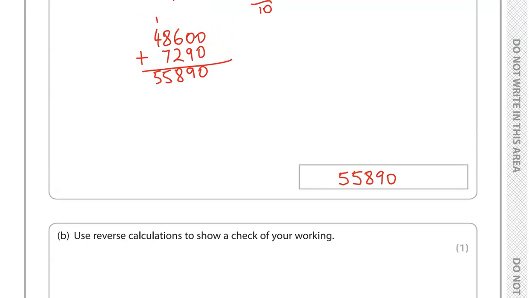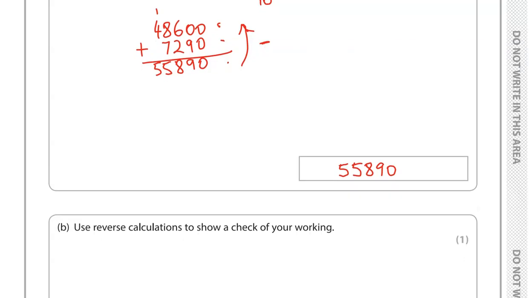So originally I did 48,600 add 7,290, which gave me 55,890. Now I'm going to go backwards. So 55,890, take away 7,290. Does it give me 48,600 is the question.